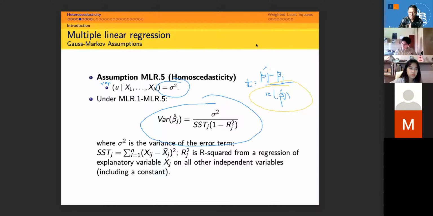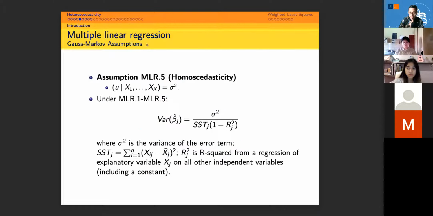Any questions so far regarding the assumptions? Okay, very well.